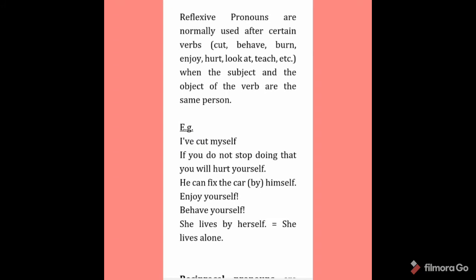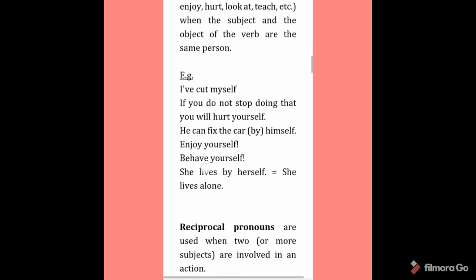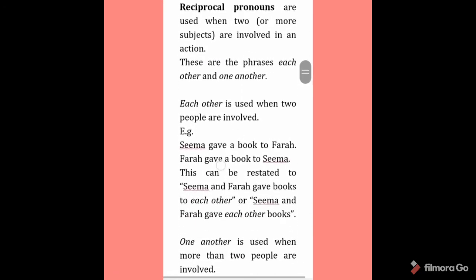Now, second thing is that we are free to add by with the reflexive pronoun. For example, he can fix the car by himself. This is right, or you can say that he can fix the car himself. Both are right. Enjoy yourself, behave yourself. She lives by herself, which means she lives alone. You may say that this is an idiom.